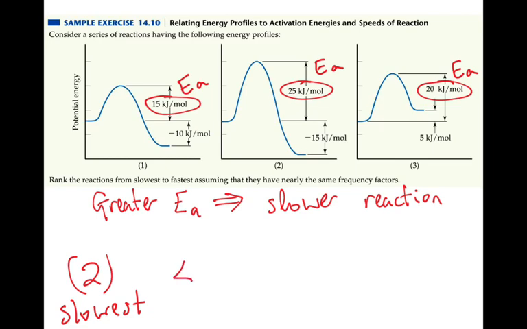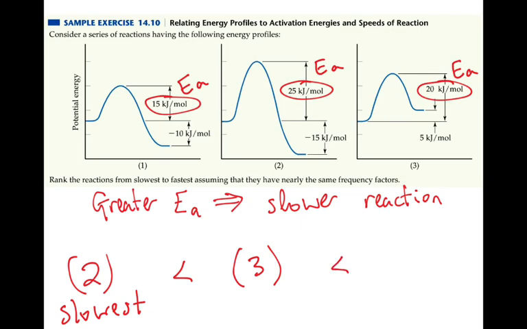I'll use less than. So then which one's going to be in the middle of the ranking here for medium speed? Yeah, number 3 is going to be in the middle. It's got 20 kilojoules per mole for its activation energy barrier. It doesn't matter that one's endothermic and one's exothermic.